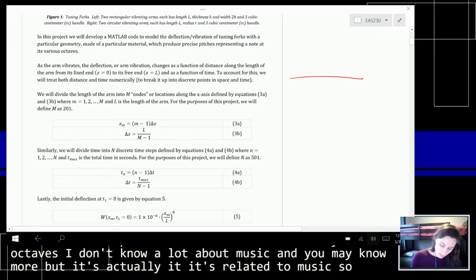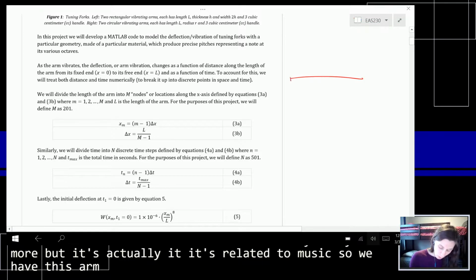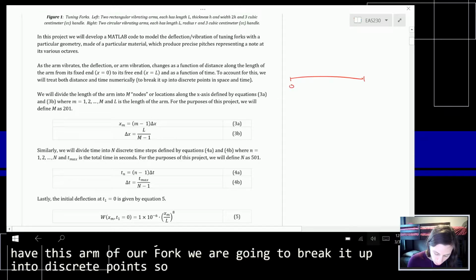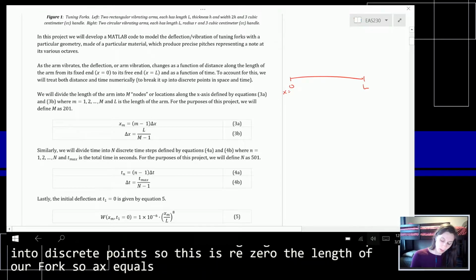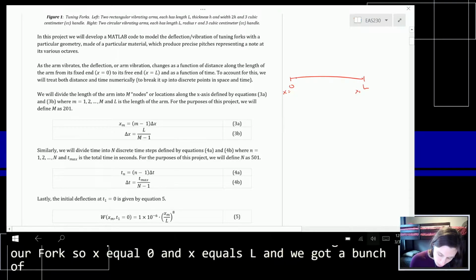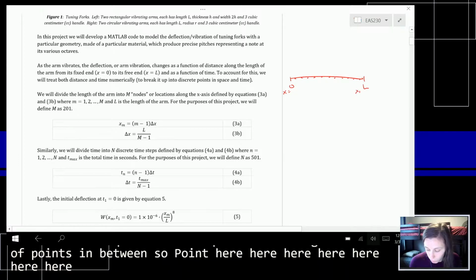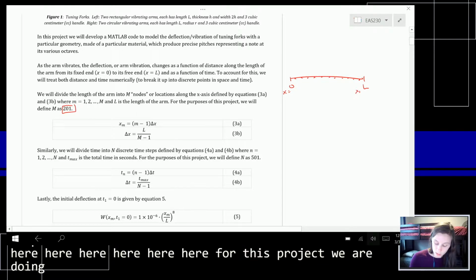So we have this arm of our fork. We are going to break it up into discrete points. So this is our 0, and this is L, the length of our fork. So x equals 0, and x equals L. And we've got a bunch of points in between. So point here, here, here, and so on. For this project, we are doing 201 points.